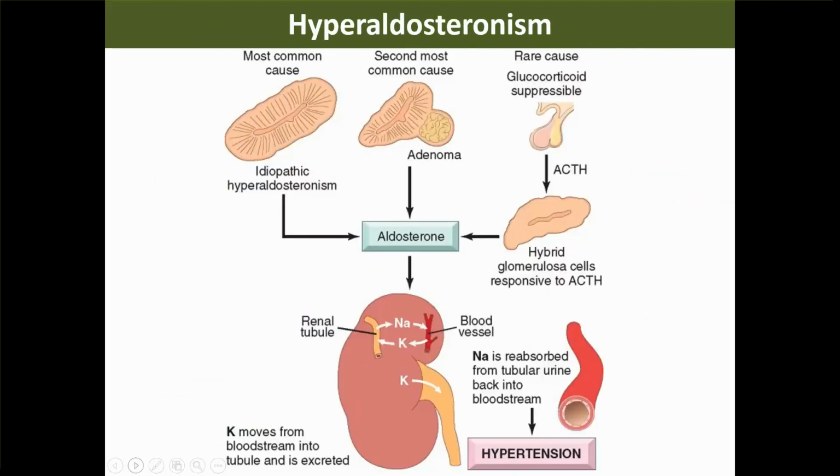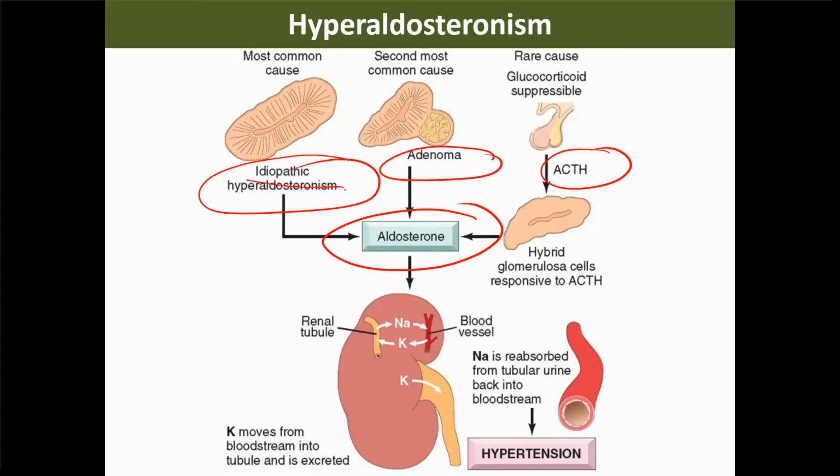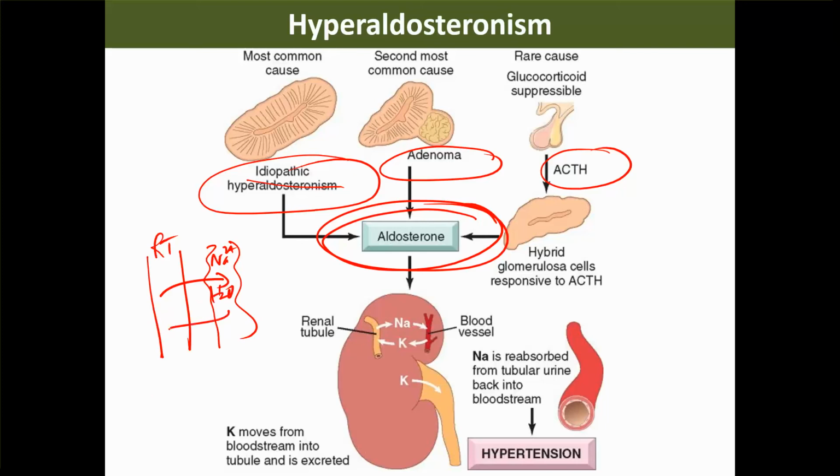Now let's discuss hyperaldosteronism. Anything which increases aldosterone, whether it is too much ACTH stimulation, or an adenoma, or whether we don't know the reason, idiopathic. If aldosterone is increased, what is the function of aldosterone? From the renal tubule, this is the renal tubule, this is the blood vessel, they reabsorb sodium from the renal tubule, followed by water, and they excrete potassium.